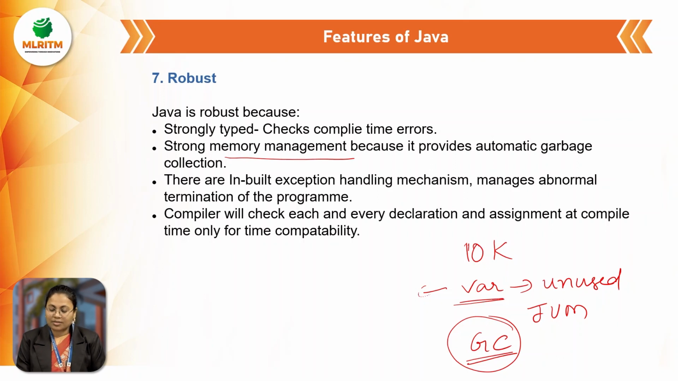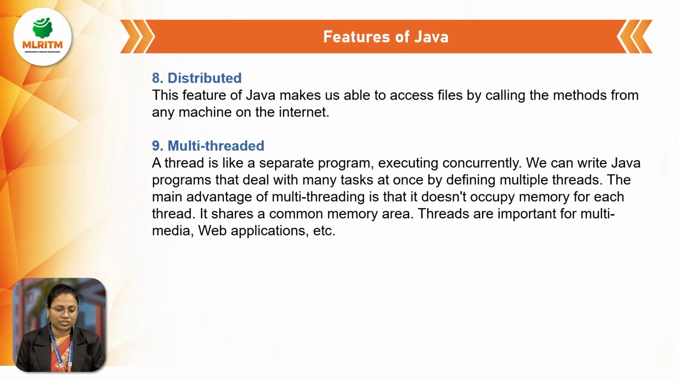Next, we have the exception handling mechanism. One more mechanism we have in Java is exception handling. With this exception handling mechanism, we can overcome the abnormal termination of the program during its execution. So these are the several features that say Java is a robust language.